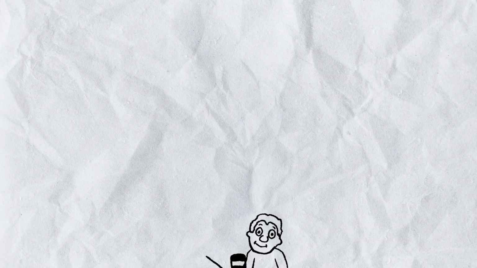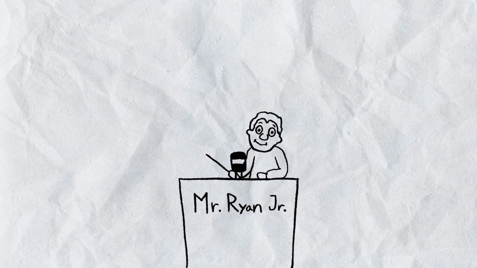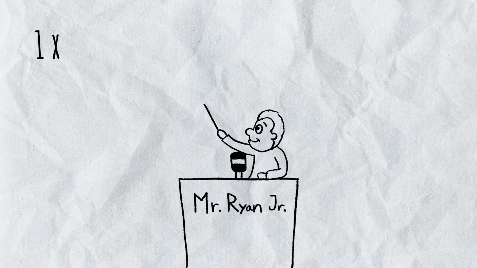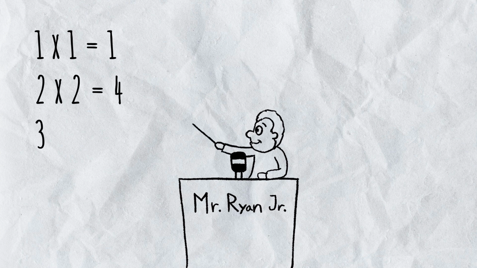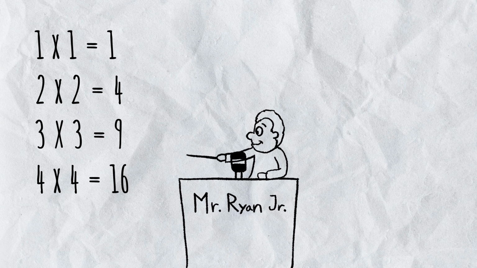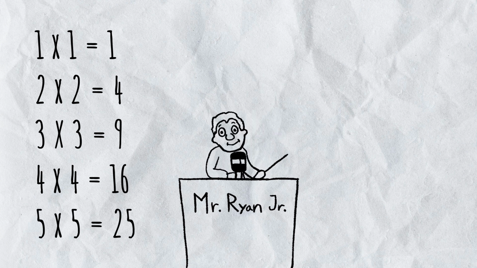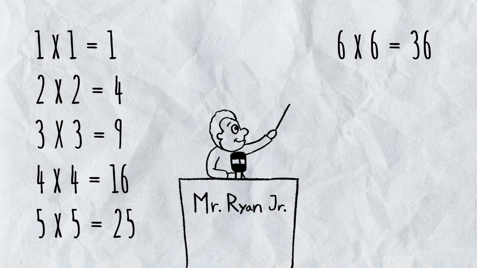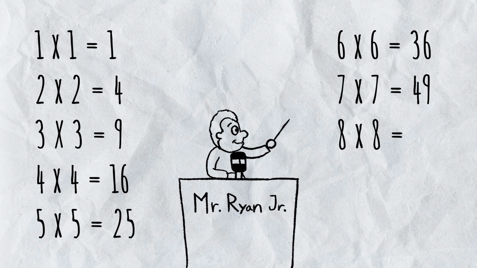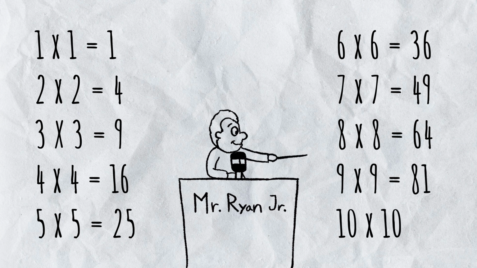So on the screen in front of you, Mr. Ryan Jr. is going to be putting some square numbers on the screen. So here's a few examples. So we've got 1 times 1, which equals 1. 2 times 2, which equals 4. 3 times 3, which equals 9. 4 times 4, which equals 16. 5 times 5, which equals 25. 6 times 6, which equals 36. 7 times 7, which equals 49. 8 times 8, which equals 64. 9 times 9, which equals 81. And 10 times 10, which equals, you guessed it, 100.